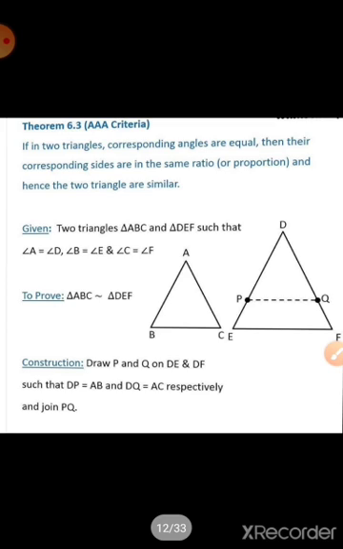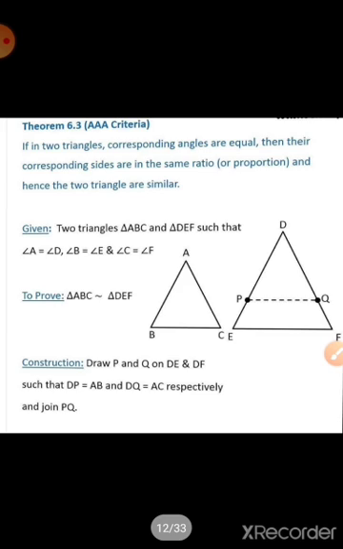In two triangles, if corresponding angles are equal, then their corresponding sides are in the same ratio and hence the two triangles are similar. Here it is given that the corresponding angles are equal: angle A is equal to angle D, angle B is equal to angle E and angle C is equal to angle F. Now we have to prove that the ratios of corresponding sides are also equal and hence they will be similar. Because if the ratios of corresponding sides are equal and the corresponding angles are equal, then they will be similar, no? So let us prove that.